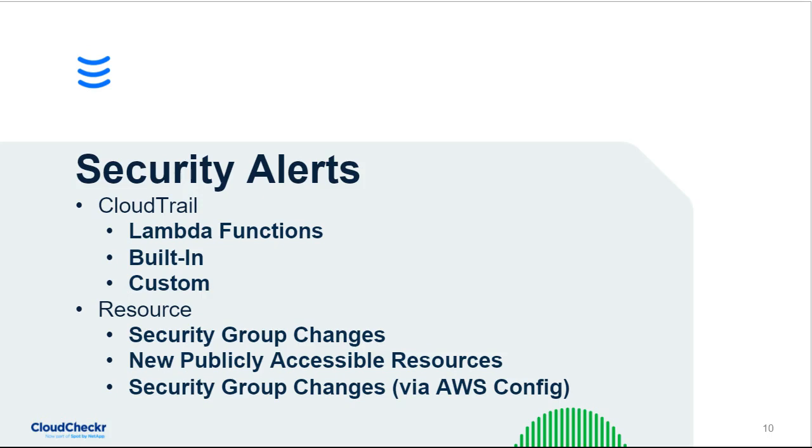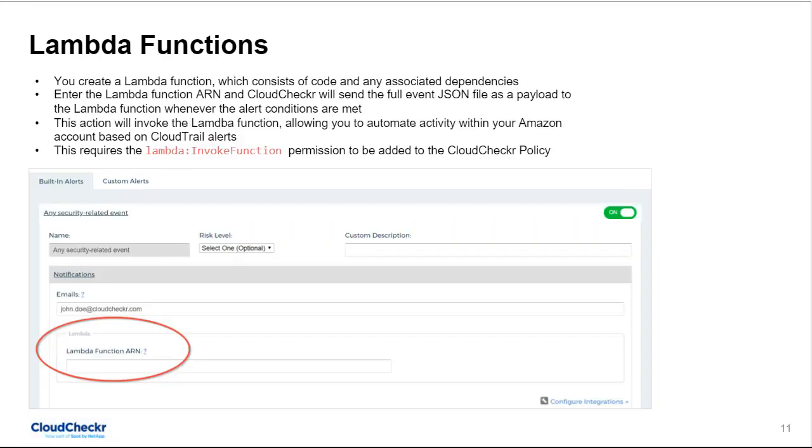So one of the first things that you get with using a CloudTrail alert is the ability to incorporate Lambda functions. Now this is new. This comes in under the notification section. So we have an option to have a Lambda function ARN be entered into CloudCheckr to be able to tell AWS to take a specific action. That can be whatever you want. It's just a Lambda function consisting of code with associated dependencies.